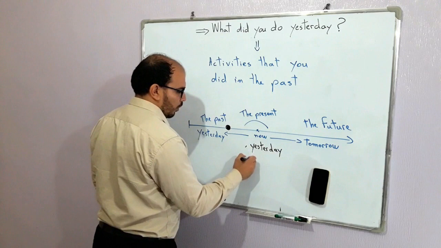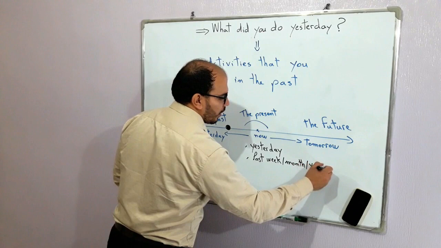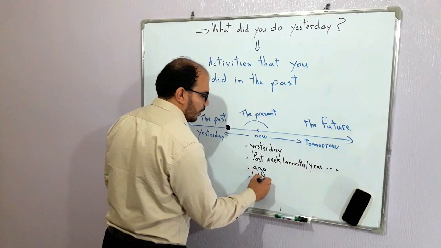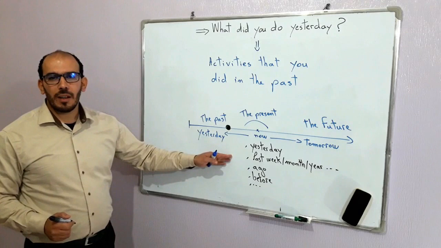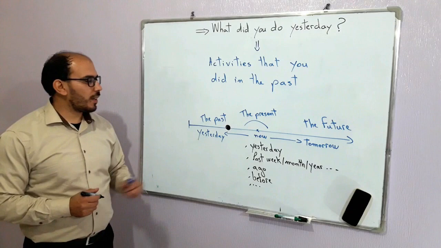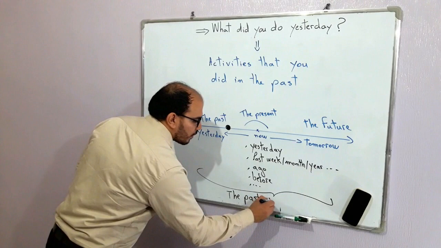or we can say last week, last month, or last year, and so on. Or we can say ago, 2 weeks ago, 2 years ago, and so on. Or simply we can say before, or any other indicators or time markers used to express the past time. So for the right tense to be used to talk about this kind of activities that took place in the past, we use the past simple.